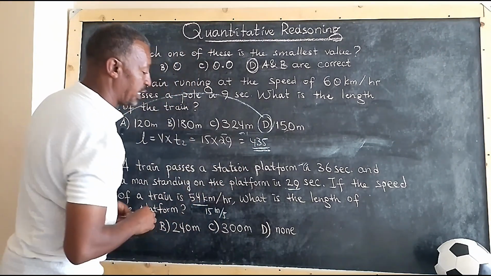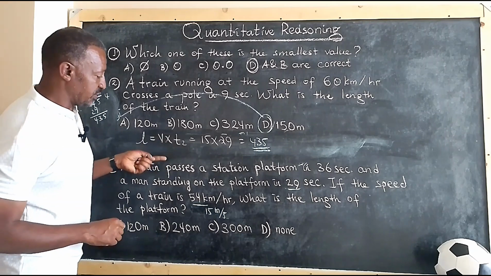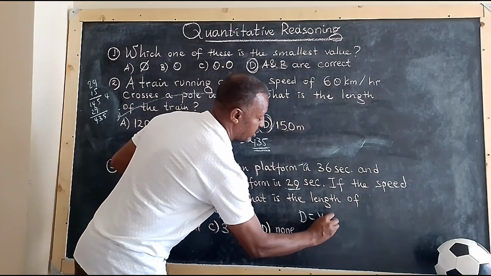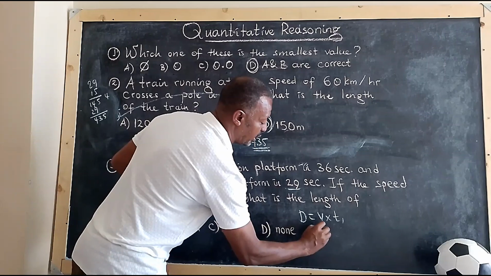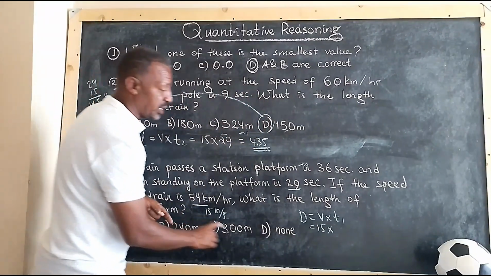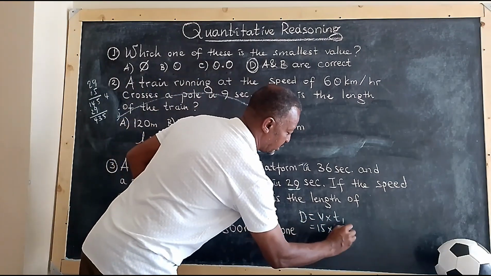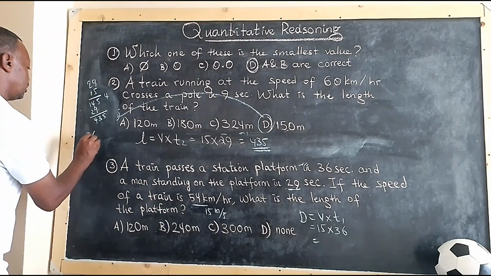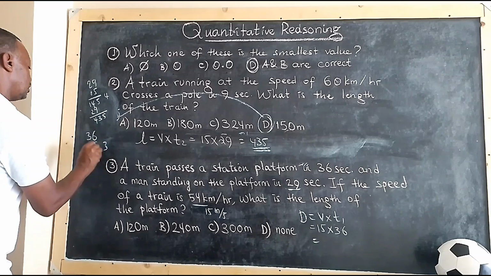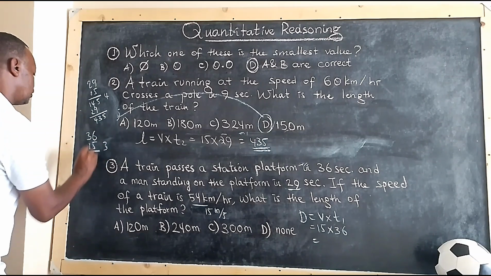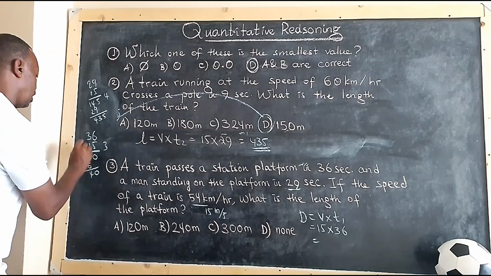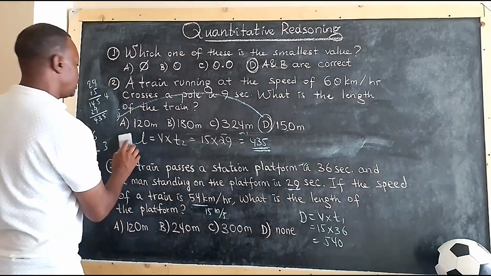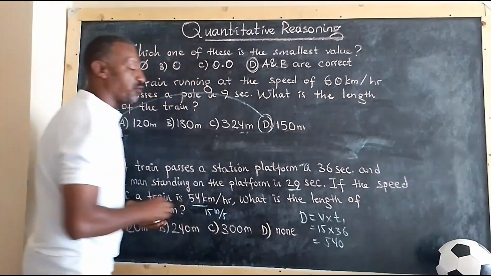Great. Now next, we have to find out the total distance covered by the train. So this means 15 meters per second times T1, which is 36. When you multiply this, you get 36 times 15, which is 540. This means 540.